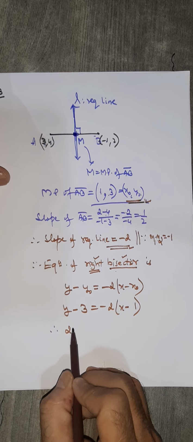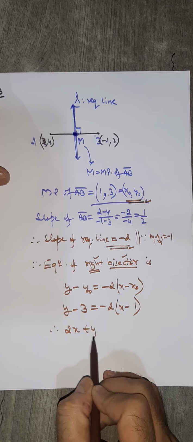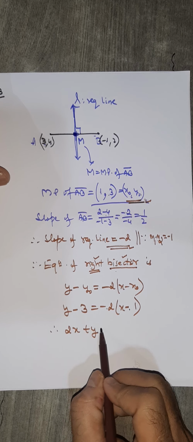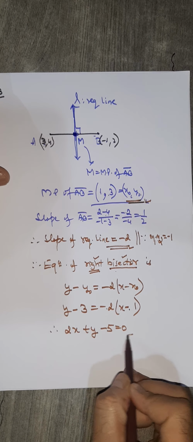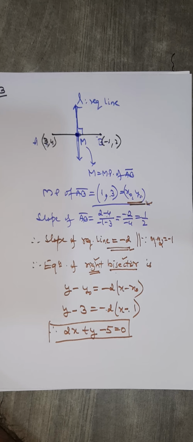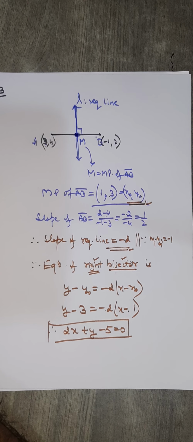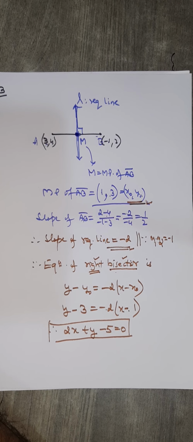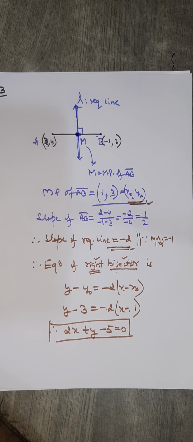So 2x plus y, this is plus 2 here. But if I take it on the left hand side, it is -3 and -2. That gives us -5. So the final equation is 2x plus y minus 5 equals 0. Okay. Let's go to the next question.